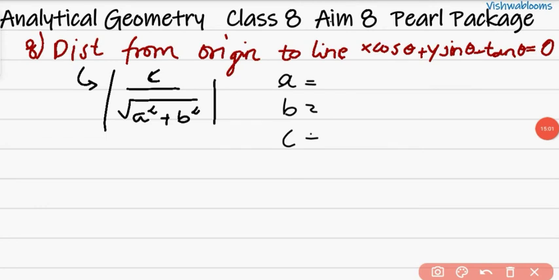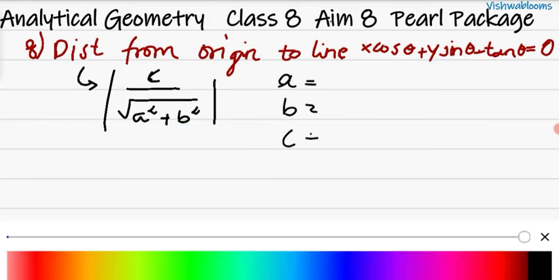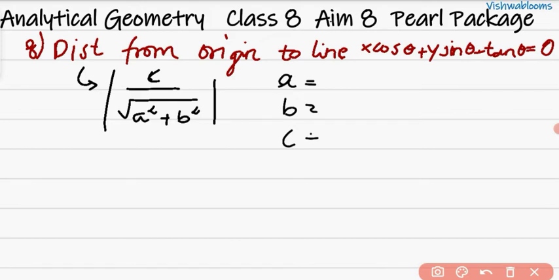So the next question is also like the sixth one, but here they have given us x cos theta plus y sin theta, etc. So first, this is the line. From the origin you have to find the distance. So the origin formula is this one, as I already mentioned. Right, so first we'll find the values here from this equation.